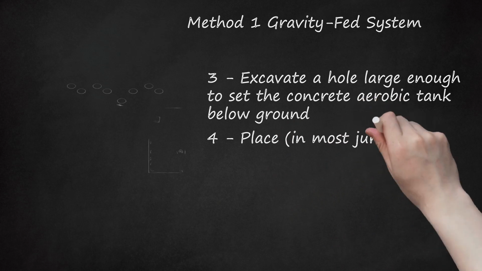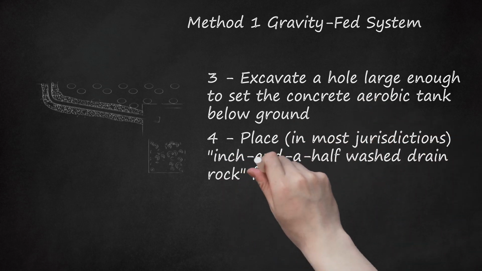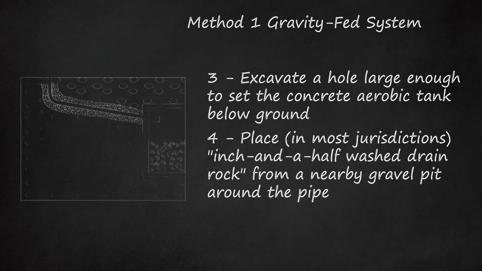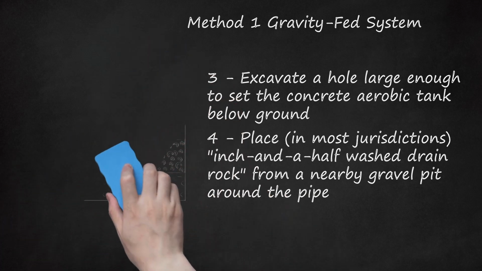4. Place, in most jurisdictions, inch and a half washed drain rock from a nearby gravel pit around the pipe. This is required to hold the pipe steady. See your local health requirements for the size of embedment needed and the size of gravel. The perforated pipe in a gravity drain field has no slope end to end and has capped ends.